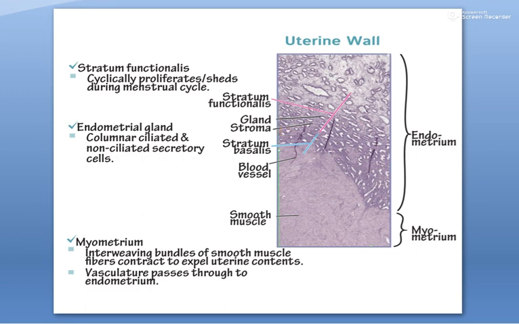So basically, the stratum functionalis cyclically proliferates and is shed during the menstrual cycle, and endometrial glands are also present in the endometrium. The endometrial glands have columnar ciliated and non-ciliated secretory cells. The myometrium consists of smooth muscle fibers that contract to expel the uterine contents. So that's all for today.